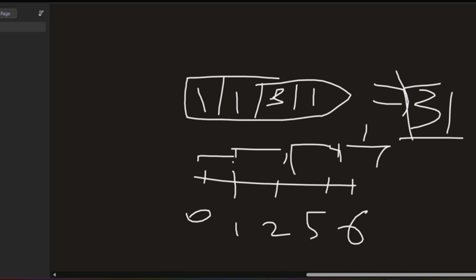That's it. But there are several cases which we need to consider. First, suppose there are no gas stations in between the journey. So in that case, what would be my answer? Suppose this is the case. Now look.